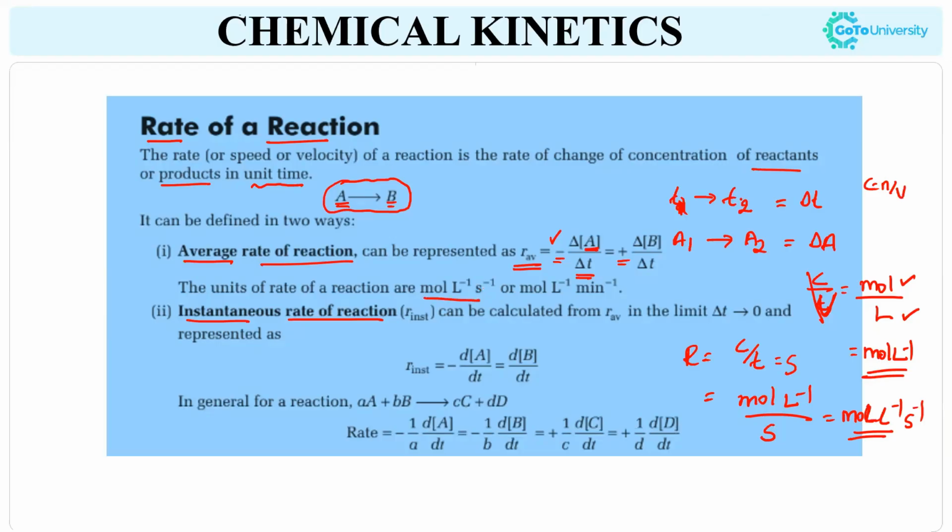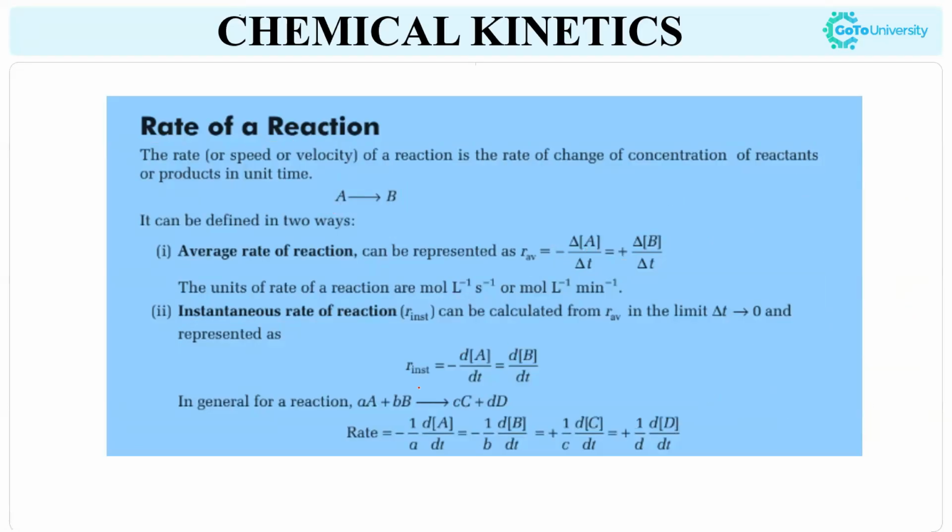Now we are coming to the instantaneous rate. So what do you mean by instantaneous, right? Average rate was the rate of the reaction within a particular time interval. If you are coming to the instantaneous rate, it means it's the rate of the reaction at a particular time only, that is at an instant.